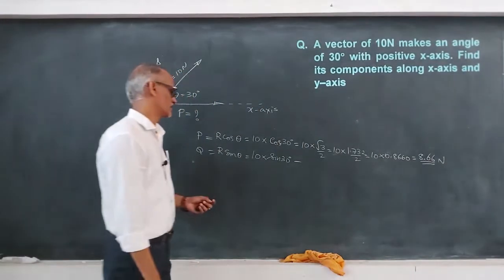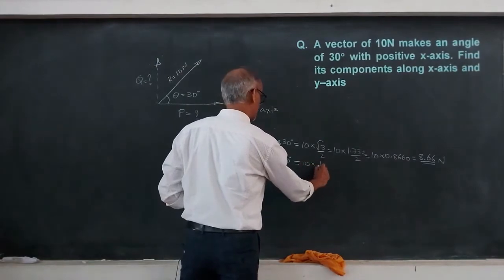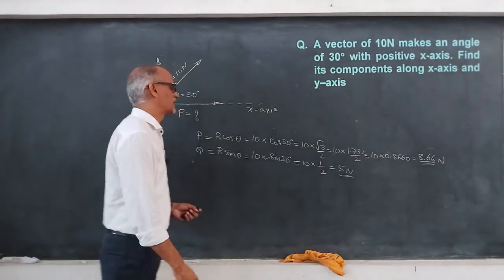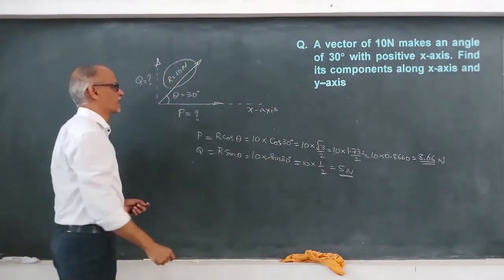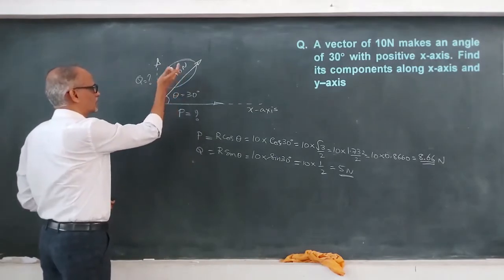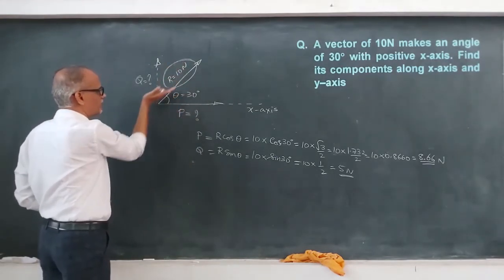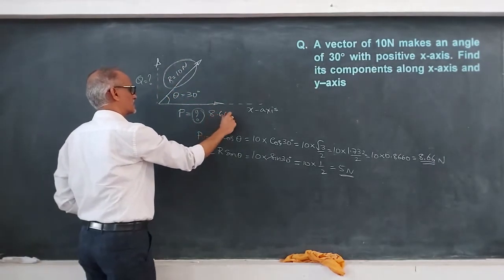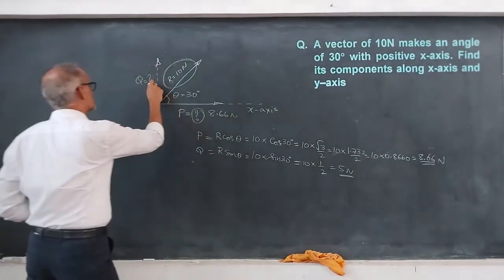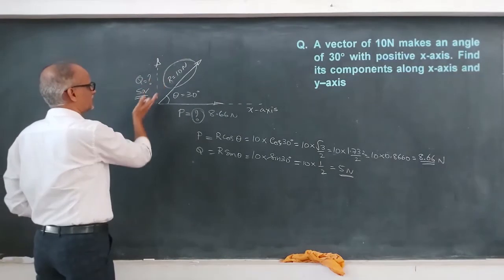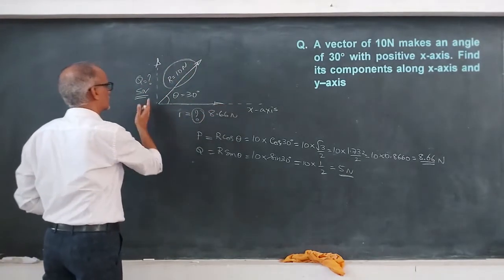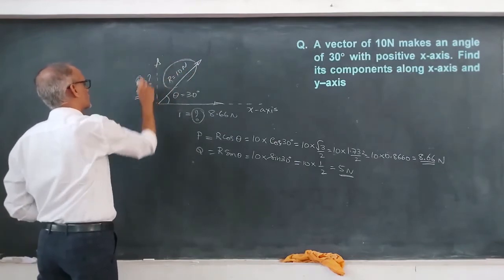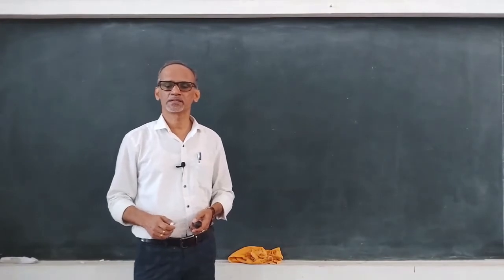You can use the calculator also here. Now, Q is equal to 10 into sin 30. Sin 30 is half. So, 10 by 2 is 5 Newton. The given value is 10 Newton. So, what is its effect in this direction? What is its component along this direction? It is 8.66 Newton. What is the value along the other direction? It is 5 Newton. That is the effect of this vector along this direction. Hope you have understood the resolution of vectors.